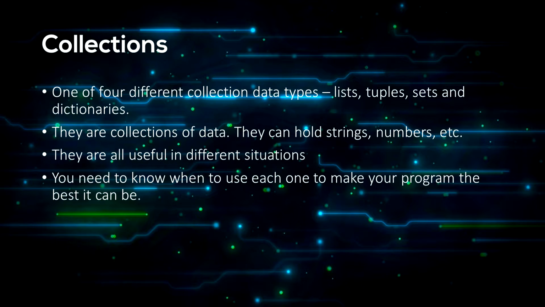Lists are one of 4 different collection data types. They are lists, tuples, sets and dictionaries. They are just collections of data types basically. So, for example, they can hold strings, integers, and even other collections. All of these are useful in different situations, and it is key that you learn about all of their properties, so you know which one to use for your program to make it as effective as possible.